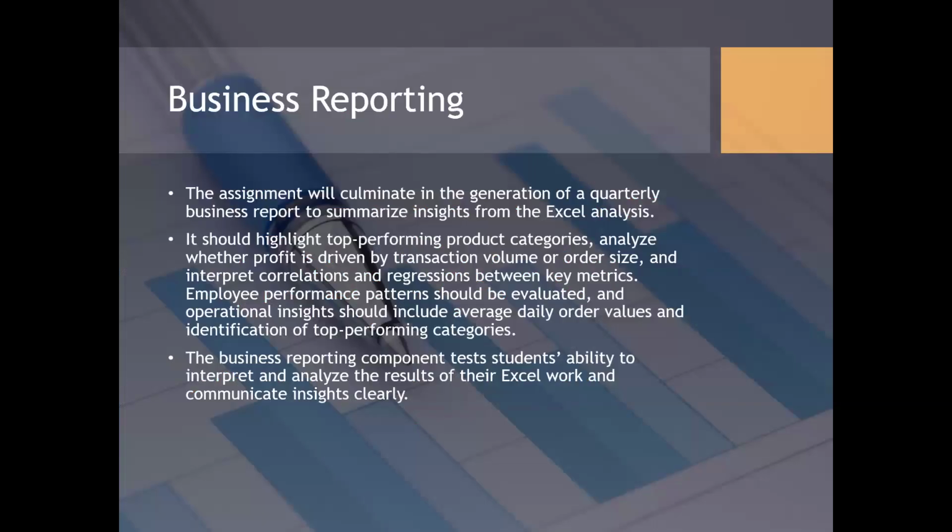So one deliverable of this assignment will be a quarterly business report that summarizes insights from the Excel analysis. And it will focus on trends in core metrics, significant growth or decline periods, and just profit classifications. So this report should highlight top categories that analyze the main factors that influence profits, as well as address correlations between key metrics. Additionally, employee performance patterns should be evaluated.